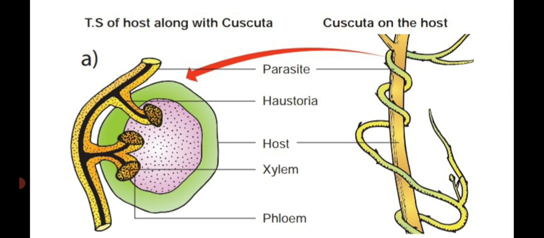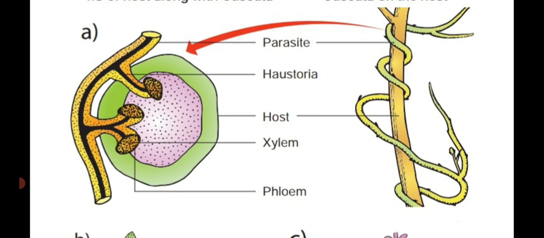These haustorial roots penetrate the inner side of the host, absorbing water and mineral salts from the xylem components and absorbing food from the phloem components. So this parasitic plant Cuscuta, which is totally dependent upon the host plant for its food material and water, is said to be a holoparasite or total parasite. See the first diagram, a cross section is given here.